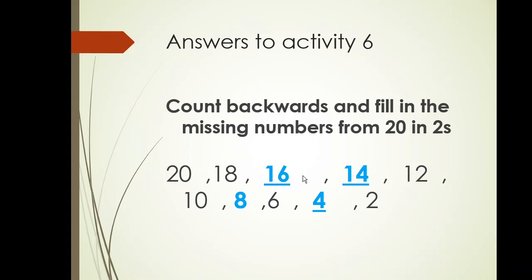Then we skip 15, and then we have 14. We skip 13, and then we have 12. We skip 11, and then we have 10. We skip 9, and then we have 8. And then we skip 7, and then we have 6. We skip 5, and then we have 4. And then we skip 3, and then we have 2. So the missing numbers were 16, 14, 8, and 4. You write them in the correct order.